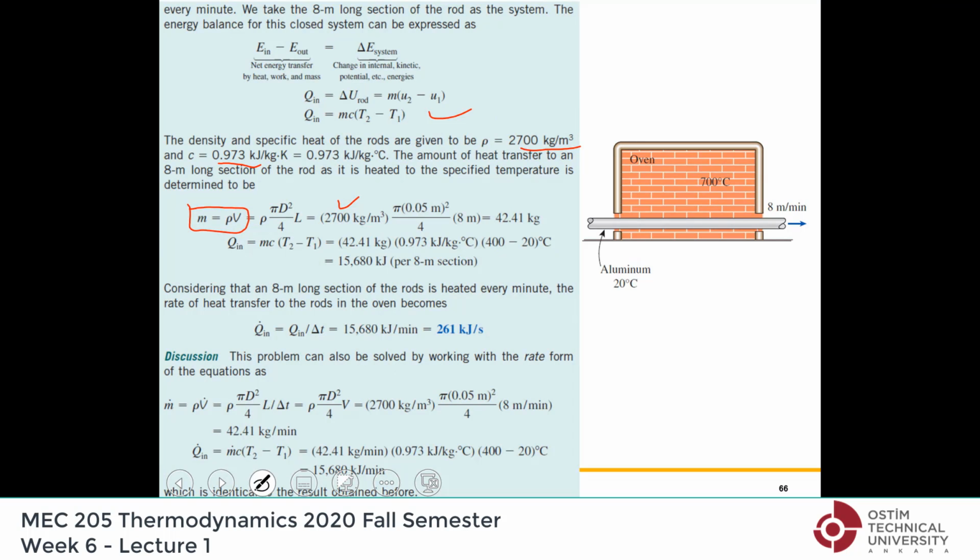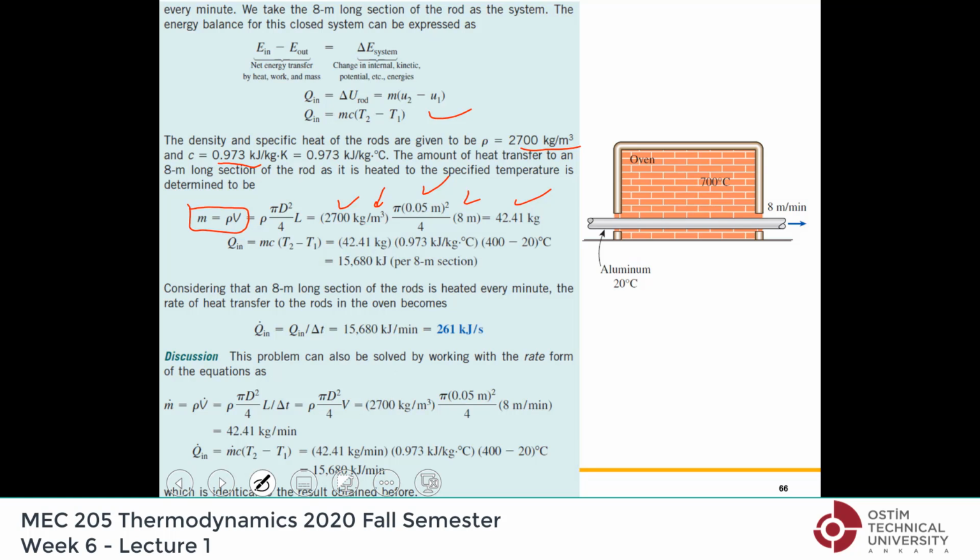The diameter is 5 centimeters, so I convert it to meters because this is in meters. And the length is 8 meters. See, everything is in meters, which will make my job easy. So cubic meters will cancel. I will get 42.41 kilograms for the mass of the aluminum block there.